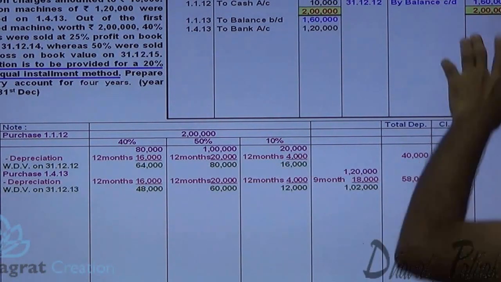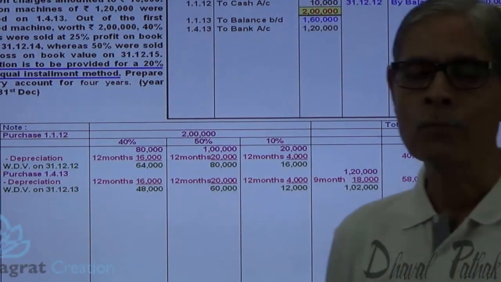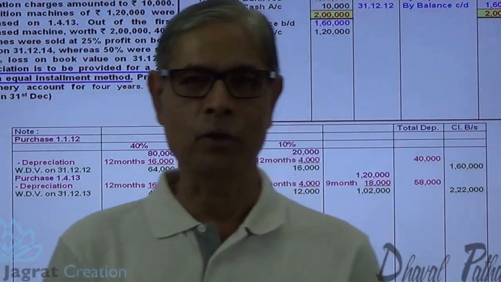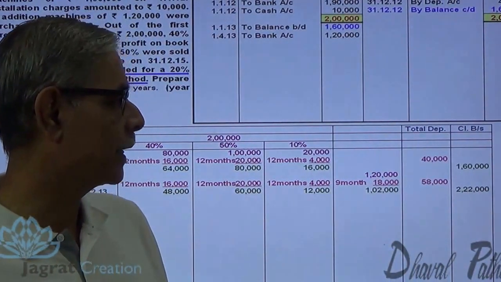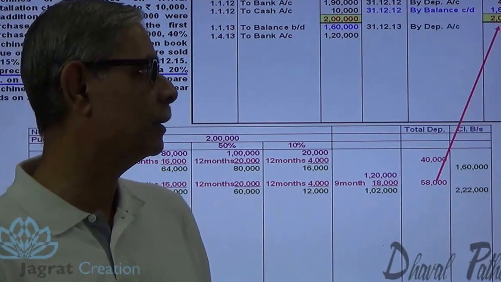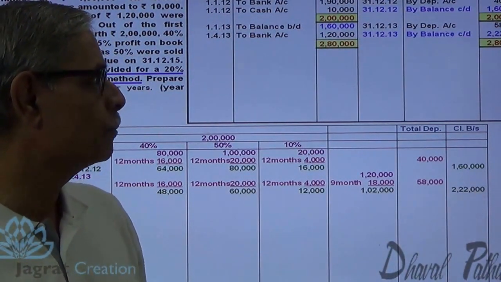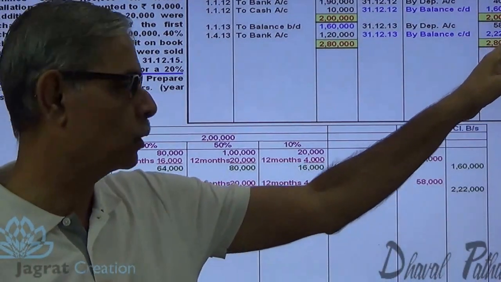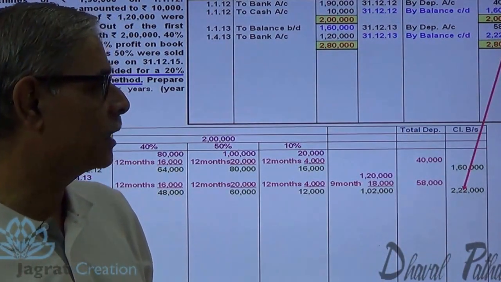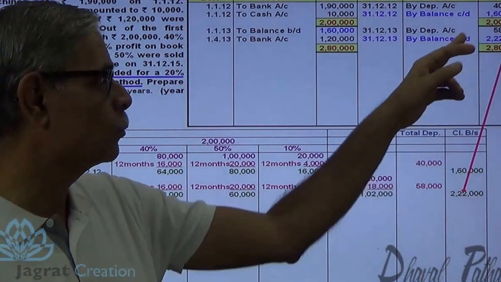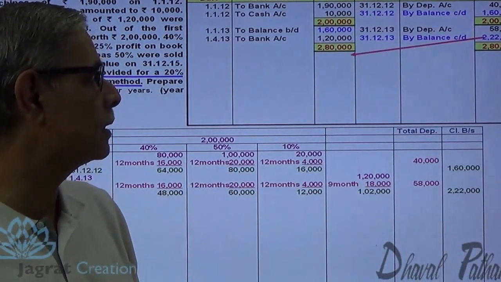Now let me record this depreciation in the machinery account. Depreciation is to be credited to machinery account: depreciation account debit, machinery account credit. Now total of debit minus total of credit is the closing balance. This closing balance is 2,22,000, and that gets confirmed with this calculation. This closing balance becomes the opening balance in the next year.